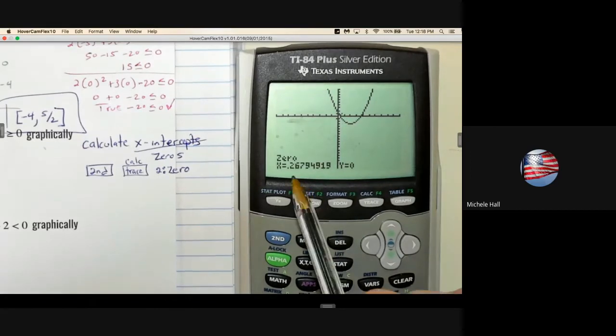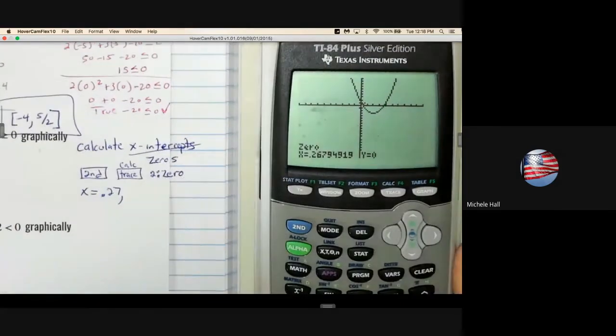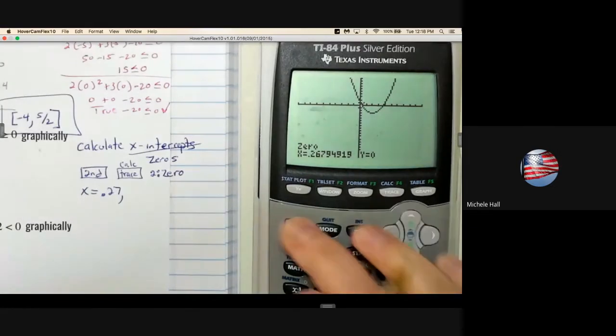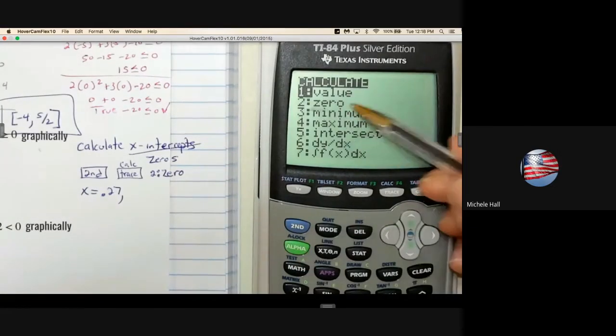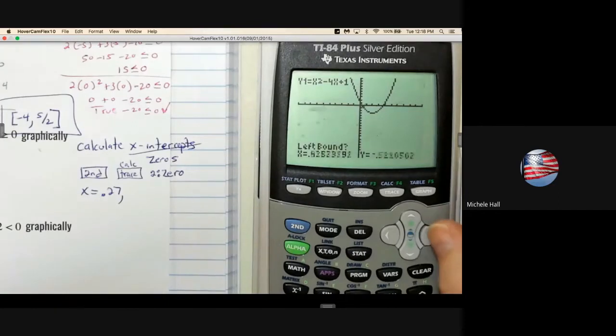And we get 0.267, so 0.27. Now we're going to calculate the second one. Calculate, number 2, another zero. And we're going to go over to the other zero here. It's asking for a left bound.